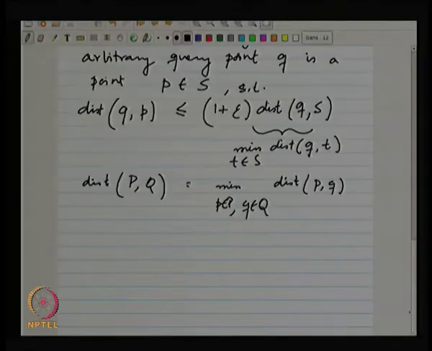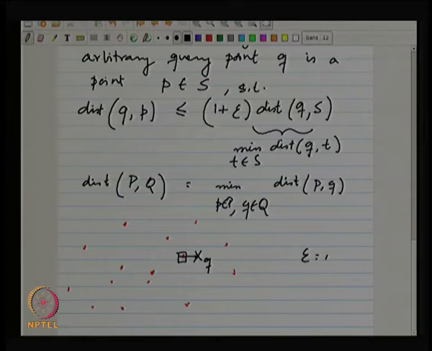So, just to give you an example, I have this set of points, and I have a query point, let us say this is my query point Q. Clearly, this is the nearest neighbor. But if I use, let us say, epsilon equal to 1, I am allowed to go as far as twice the distance. So, if you take this distance and increase the radius by a factor of 2, any of these points would satisfy the definition.